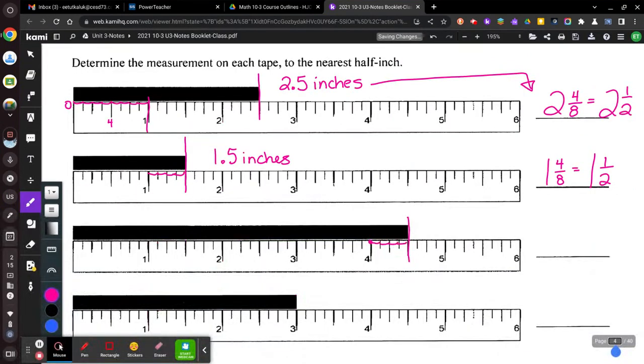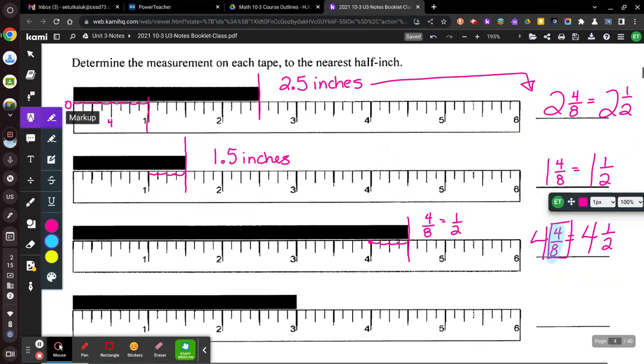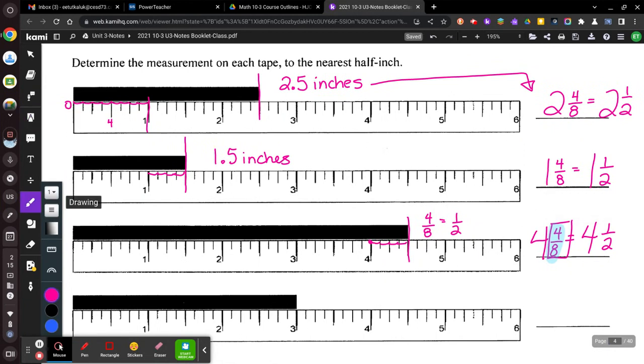So that's going to be 4 and 4 out of 8. And we know that 4 out of 8 is always going to give us 1/2. So 4 and 1/2. If you understand that 4 out of 8 equals 1/2, you don't have to show me the 4 out of 8 part. You can skip and do the 1/2. Okay, so this part right here, 4 out of 8, you can skip that part if you want, if you understand that it just means 1/2. Okay, the next one is exactly 3. This guy lands on 3. So this guy is exactly 3 inches.